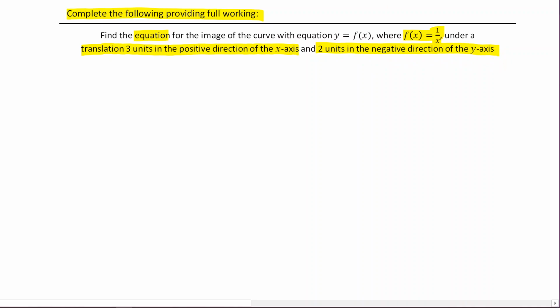Now, there are two ways of thinking about this. Part A, the first way of thinking about it, is what I'll call just the really simple way of doing it. And we'll learn more about this soon. So if we know that the graph we're starting with is y equals 1 on x, and then we know that it's a translation of 3 units in the positive direction of the x-axis, well, that's simply 3 right. And then also 2 units in the negative direction of the y-axis, well, that's 2 down. We already know what the new graph is going to look like. The new graph is simply going to be y is equal to 1 over x minus 3, minus 2.